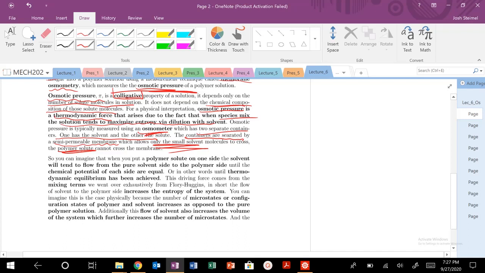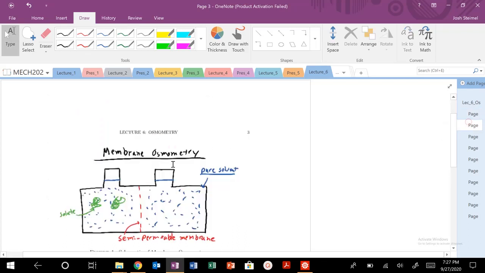So what happens when I put a polymer solute on one side and a pure solvent on the other side? Let's look at my picture right here. This is my initial state. I've got my polymer here on the left. My polymer is my solute. My pure solvent is on the right, with a semipermeable membrane where only solvent molecules can pass. So what do we think is going to happen here?